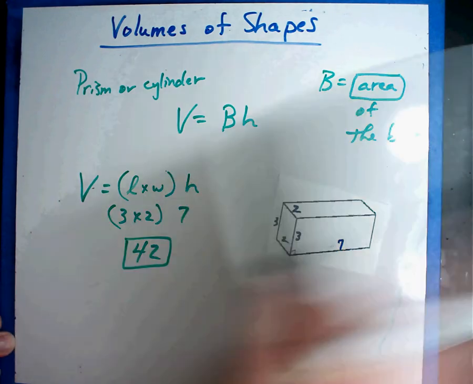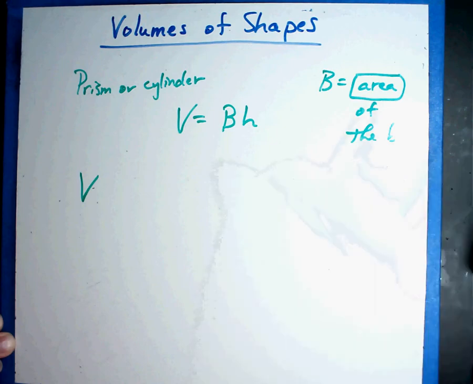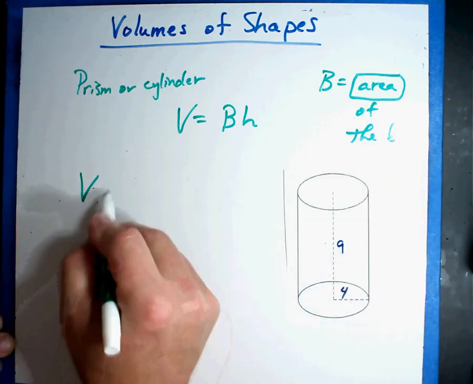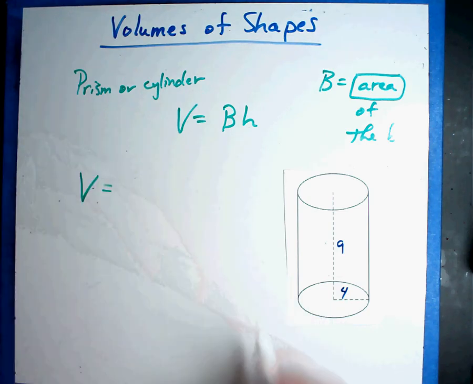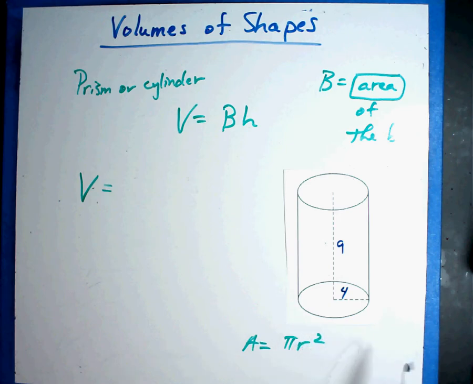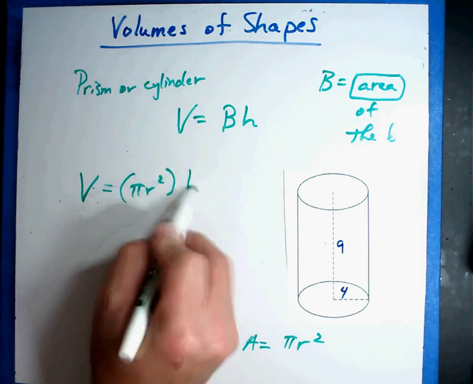Let's say instead of a prism, it was a cylinder. A cylinder works exactly the same way. If I look at the base, that's a circle, and the area of a circle equals pi r squared, and that's printed on the formula sheet. So I'm going to do pi r squared times the height.